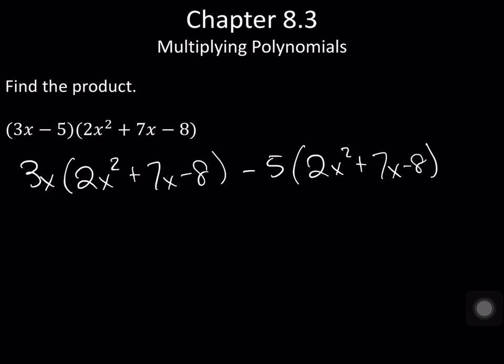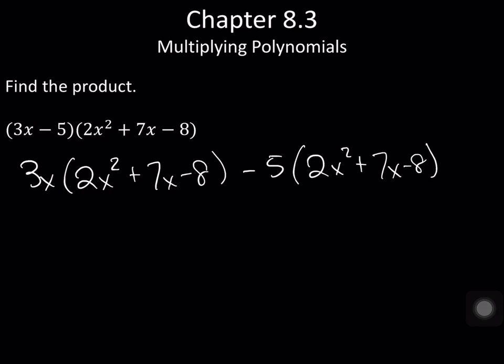And I'm writing all of this out. Maybe you will, maybe you won't, but you're still going to have to keep track of what you've distributed to what. So get a pattern, get a rhythm, and make sure that the 3x is being distributed to everything and the minus 5 is being distributed to everything.